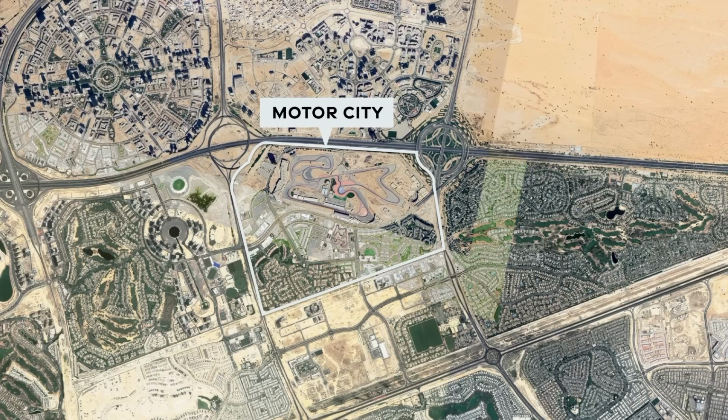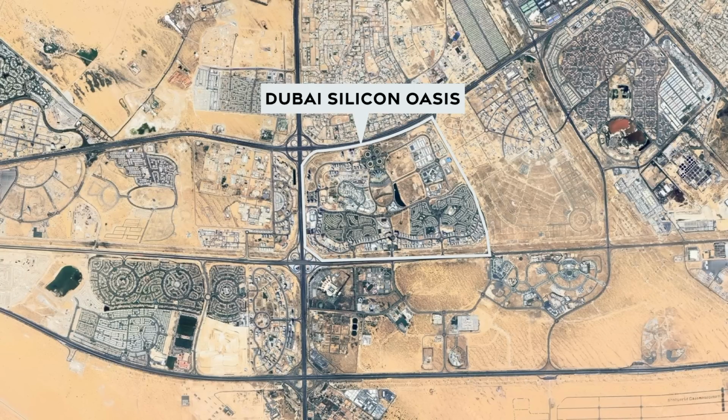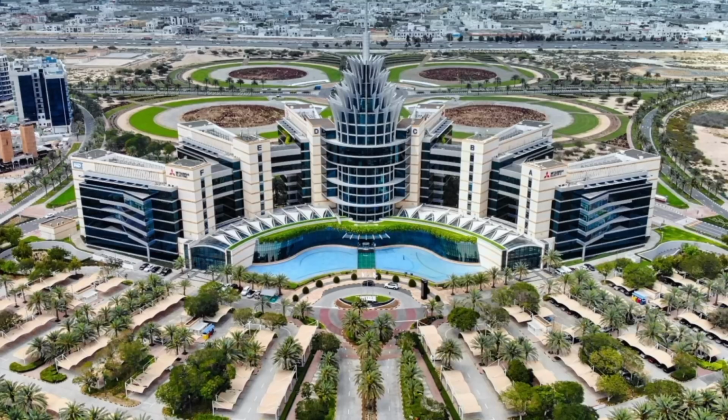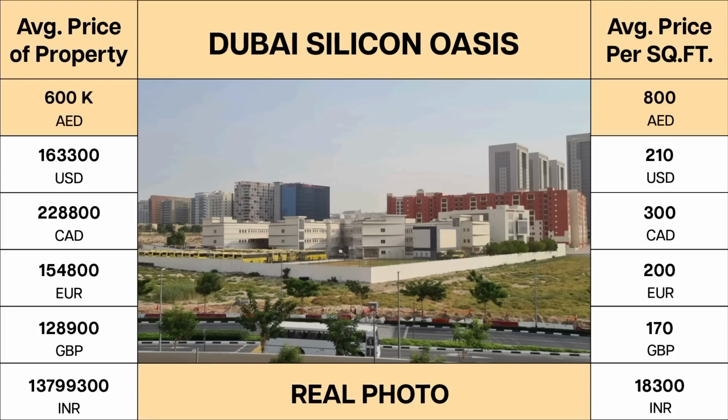Coming back to Motor City, the existing ready buildings here around the Dubai Autodrome are at an average price per square foot of just 800 dirhams. Moving along the most affordable communities, next is Dubai Silicon Oasis, which features a prominent free zone area and a Silicon Central Mall. It will also have its very own metro station in the upcoming Blue Metro line. Average price per square foot is 800 dirhams.